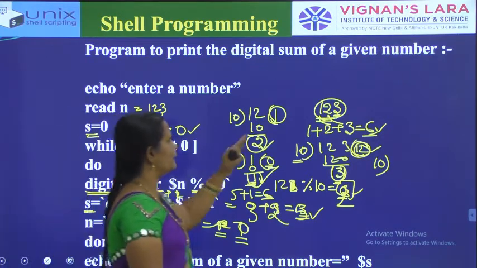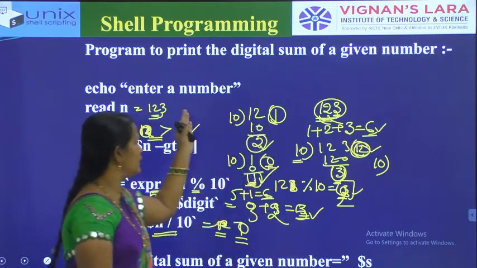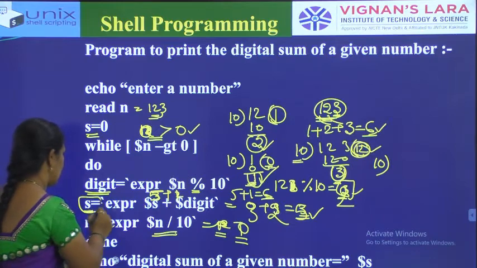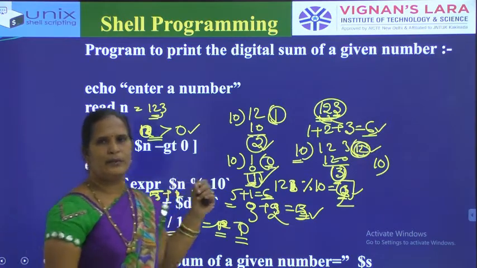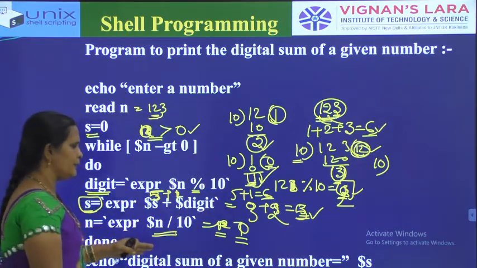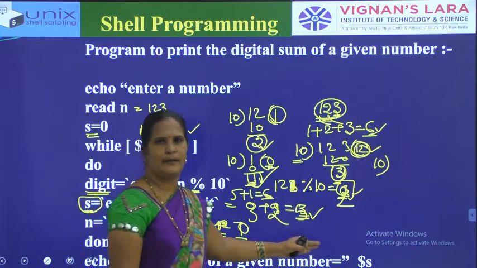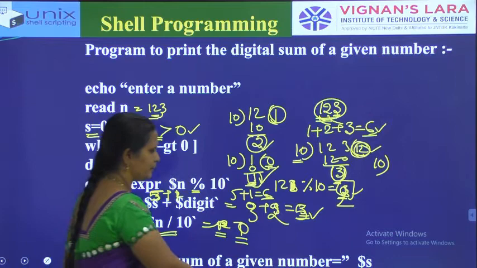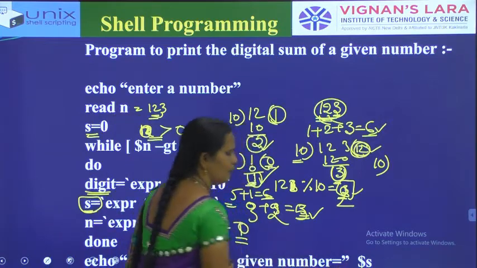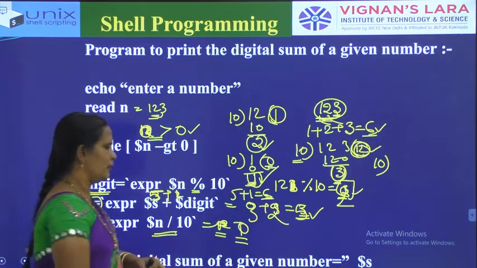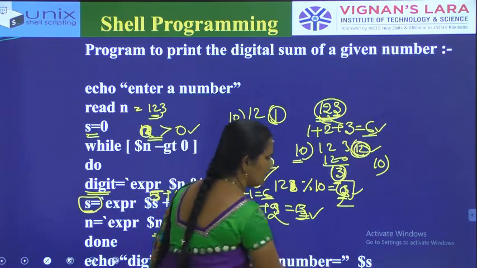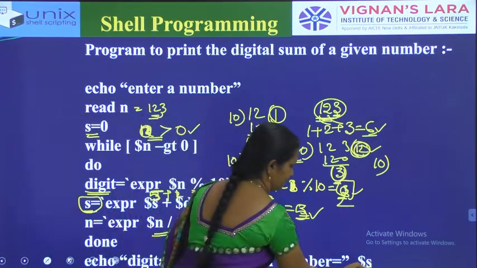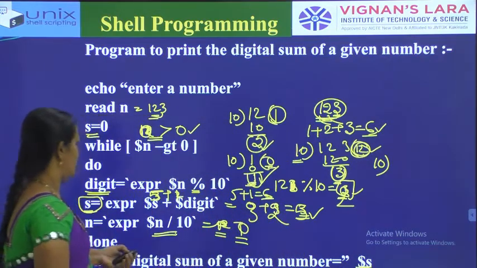The digital sum of a given number: here the digital sum of 123 is stored in the variable s. In order to print this value, echo "digital sum of a given number is equal to", with the message within quotations. In order to get that value, we have to specify it by preceding that variable with the dollar symbol, so $s.